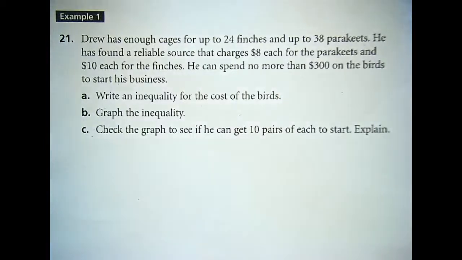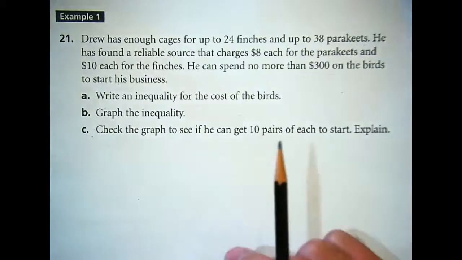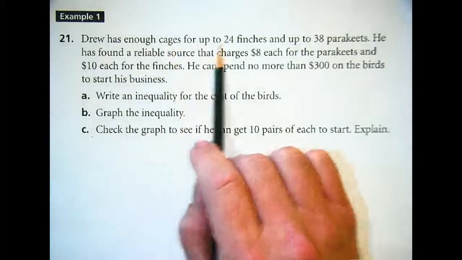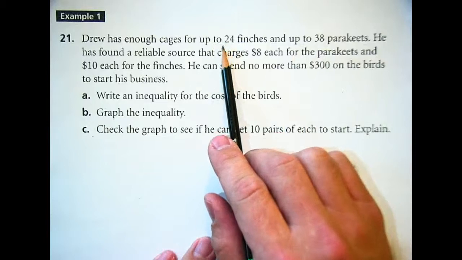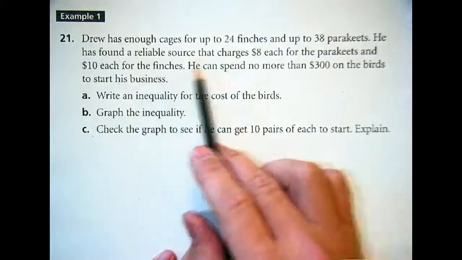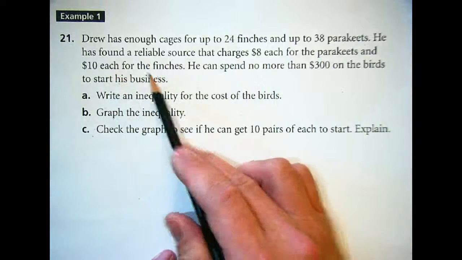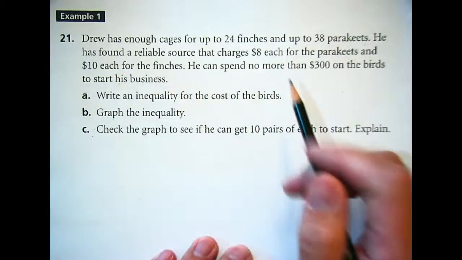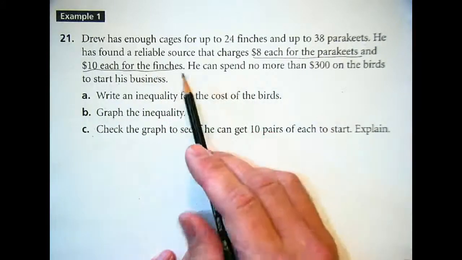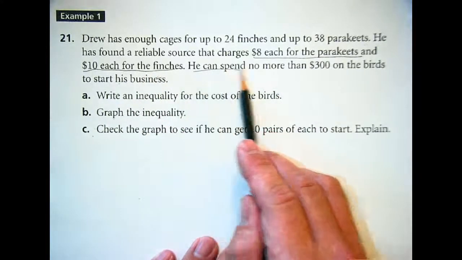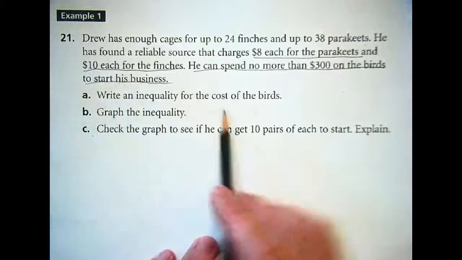Okay. Now, they give you a lot of info there. I want you to spend the next 30 seconds circling or underlining the info that you think is important. And just because it's a number does not mean it's important. Okay, Drew has enough cages for up to 24 finches and 38 parakeets. Does that seem important? Okay. He has found a reliable source that charges $8 for each parakeet, $10 for each finch. Does that information sound important? Yes. Okay. And he can spend no more than $300 on birds to start the business. Does that sound important? Yes. Okay. Write an inequality for the cost of the birds.